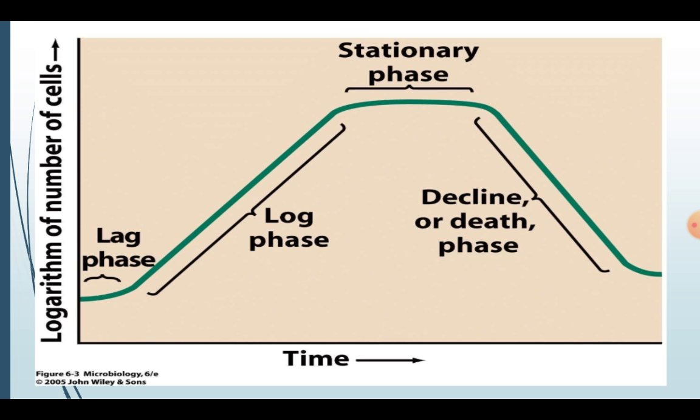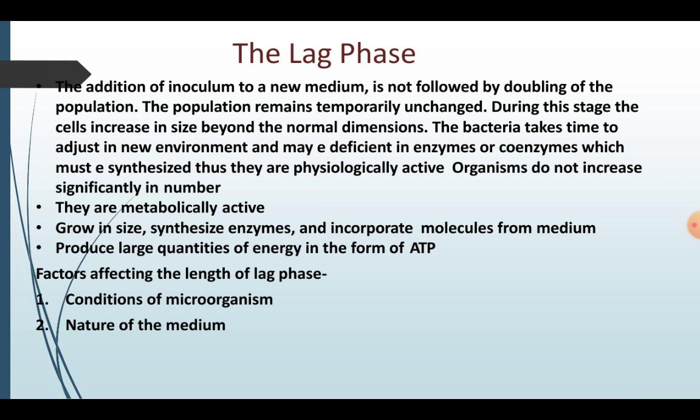This is another picture of the logarithmic growth curve. The lag phase: the addition of inoculum to a nutrient medium is not followed by doubling of the population. The cells are metabolically active, grow in size, synthesize enzymes and other molecules from the medium, and produce large quantities of energy in the form of ATP. Factors affecting the length of the lag phase are the condition of the microorganisms and the nature of the media.